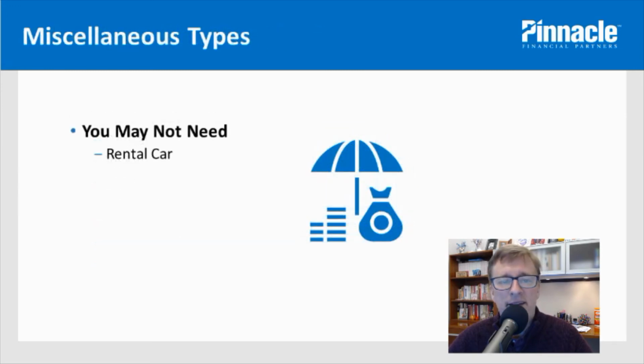And finally, let's take a look at some types of insurance you may not need. For example, rental car insurance. While you do need to be covered when you drive a rental car, check your regular auto policy. Often it covers you when you rent a car, and if that's the case, getting additional rental car insurance might be considered duplicate coverage.